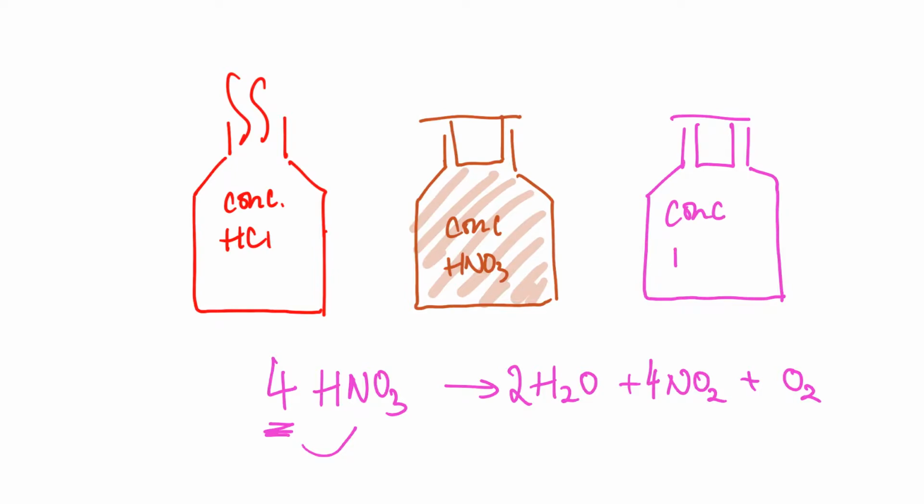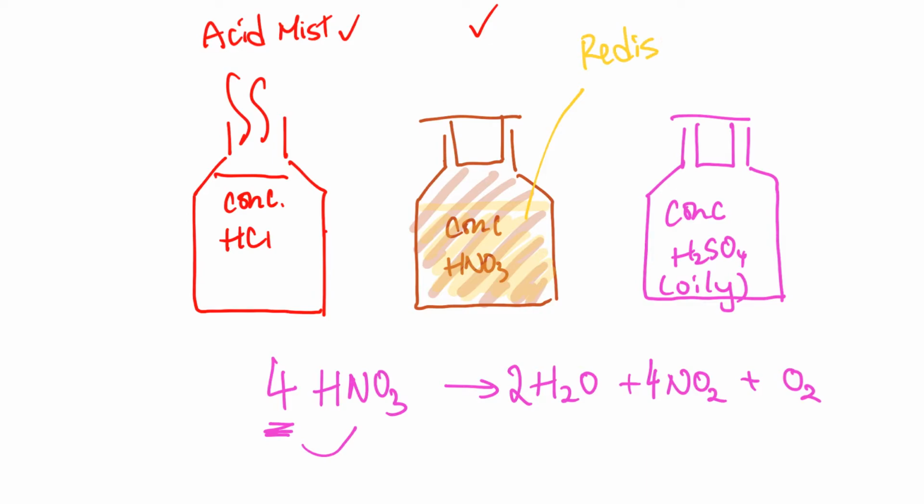So the last one will be the Conc H2SO4. This one we have not many features, you just know that they are oily will do. So Conc HNO3 will have the acid mist. We have acid mist here. This one also has, and for the liquid in the middle, you have to bear in mind, it may be slightly yellow because of the redissolving of NO2. So last one, just oily. So basically these 3 pictures are very important, bear in mind.